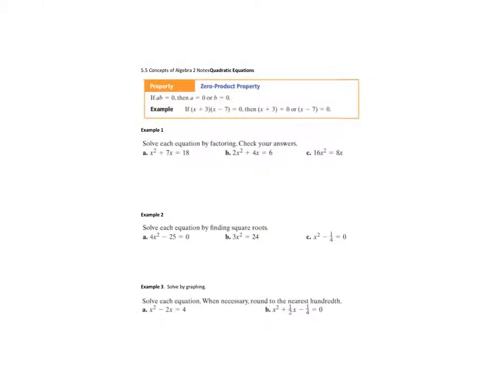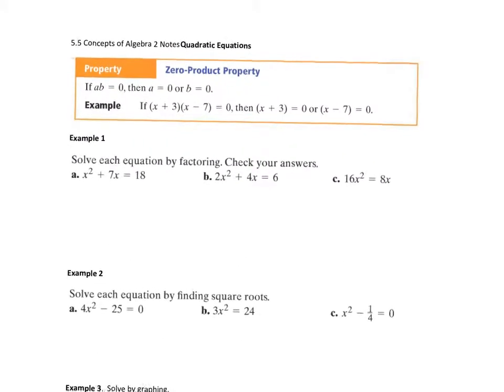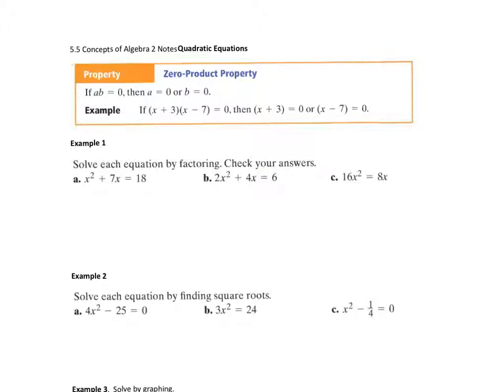Okay, we're going to go over 3 ways that you can solve a quadratic equation. So when solving a quadratic equation, first I see if I can factor it. So to solve by factoring, what you want to do is use the zero product property.